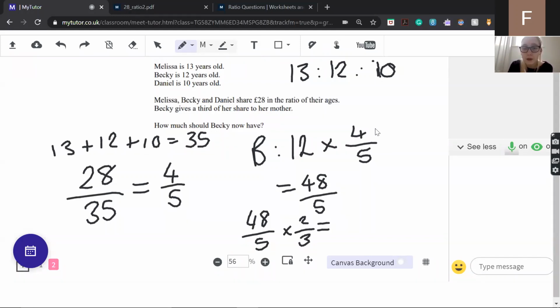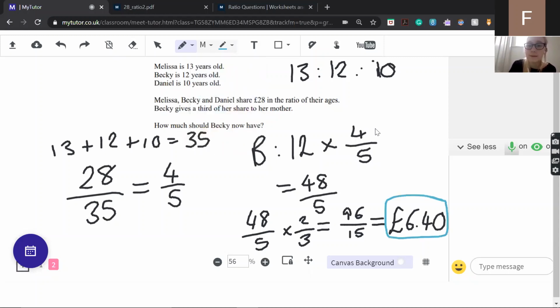And when we do this multiplication, we're going to get 96/15, which is not a nice number, but we can simplify that even more, make this nicer. If you want me to go through it, just shout, but for now, I'll just do it on here and show you that you'll get 6.4. So that's £6.40. And that's what she gets.